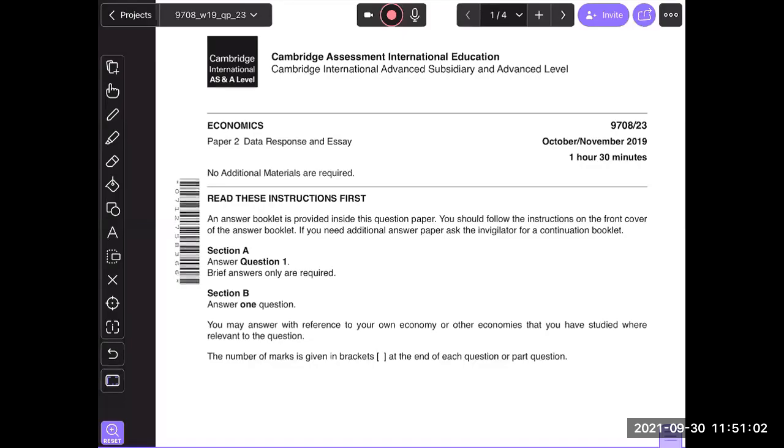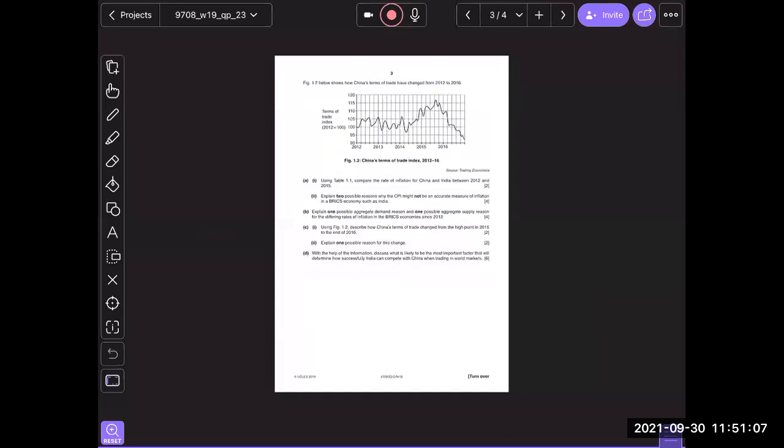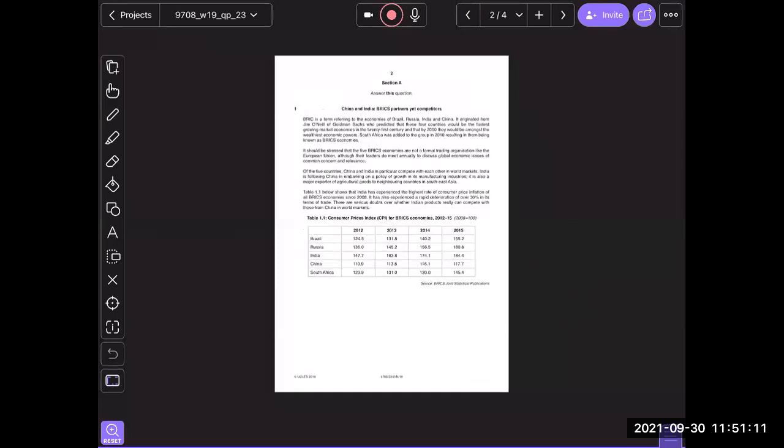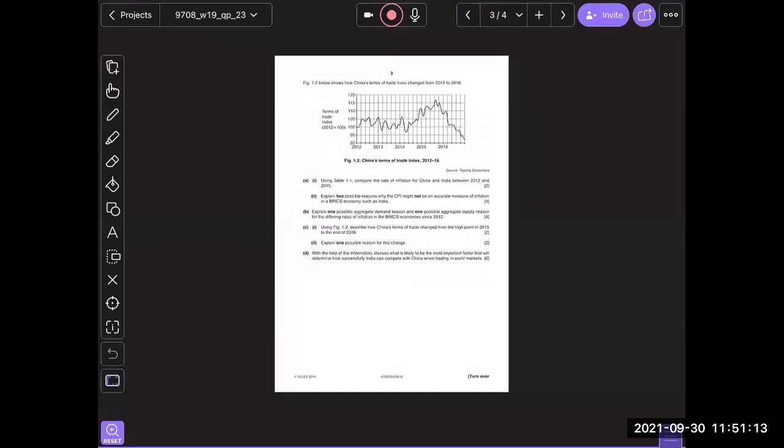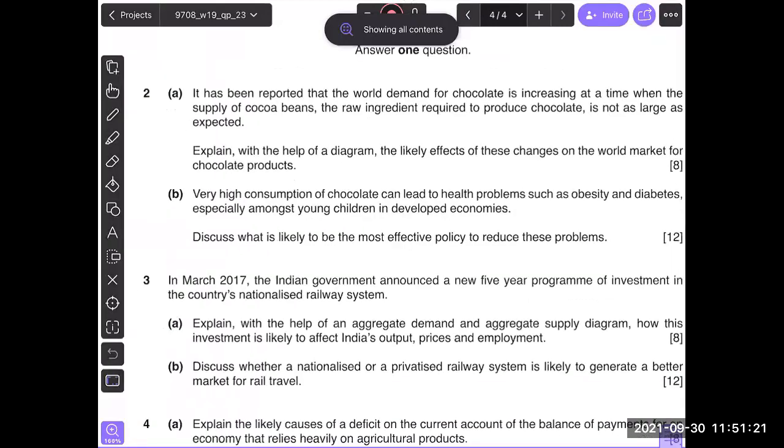with the paper. Let's start with the data response maybe. In fact, let's do the essay question because that will be quicker, honestly. So let's start with the first one.